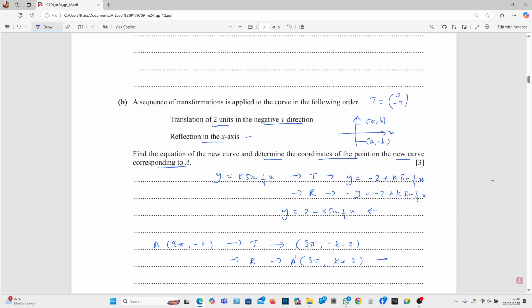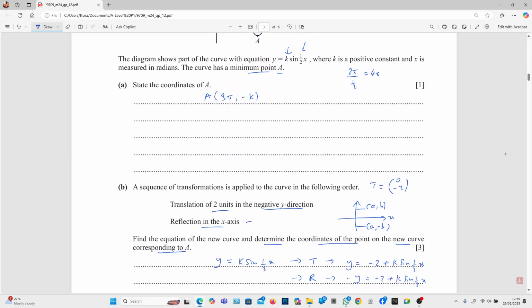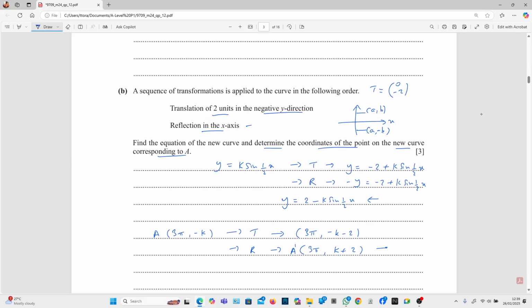This is a typical example of a question based on graph transformation, especially part 2 of the question, translation and reflection. Take care. Bye.